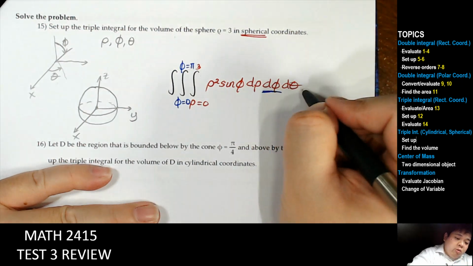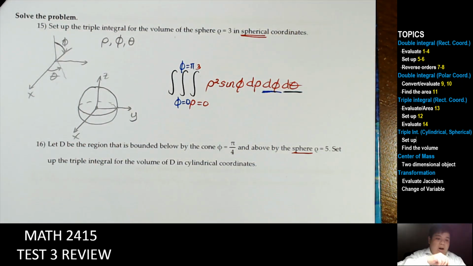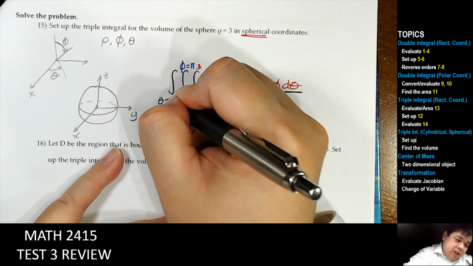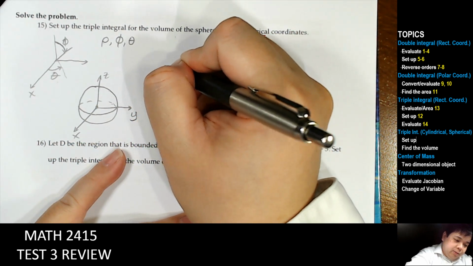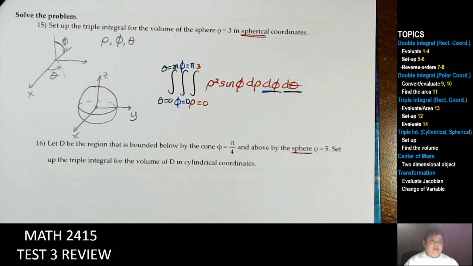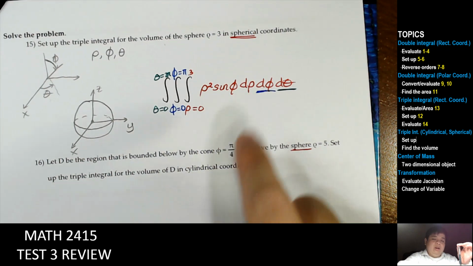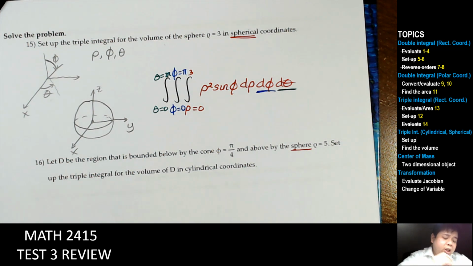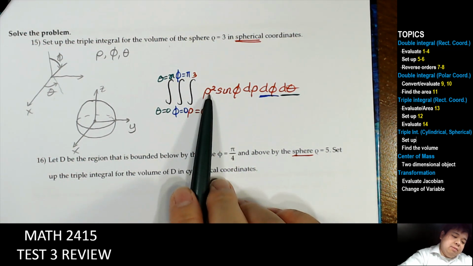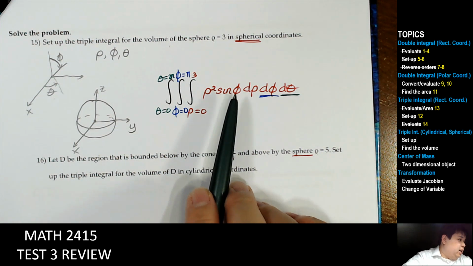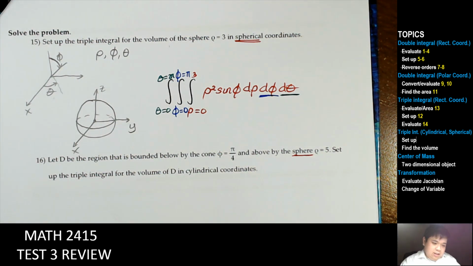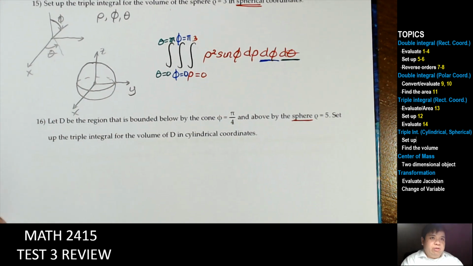And we go one complete revolution all the way around, so theta will be 0 to 2 pi. So the outside limit is 0 to 2 pi, one complete revolution. Limit for phi, the north pole 0 to the south pole pi, and then rho from 0 to 3. And we always have to have rho squared sine of phi in there. So that just sets it up for the sphere.